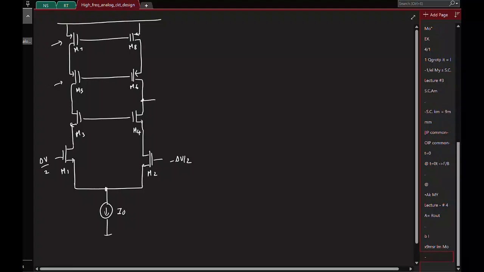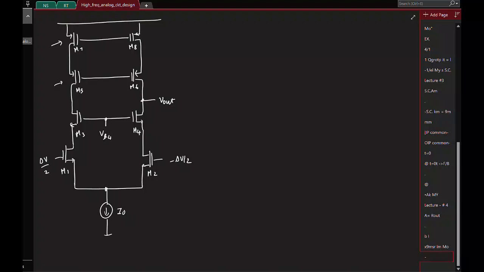So this is going to be my V out. All of these will be at some bias voltage, so I'll call them VB4, VB6 and VB8. Now can you quickly tell me what will be the incremental output voltage?